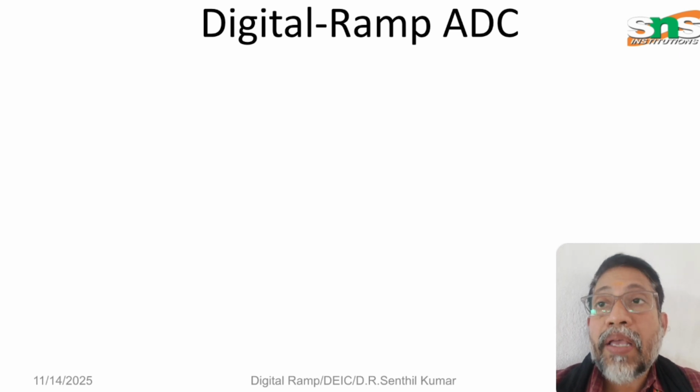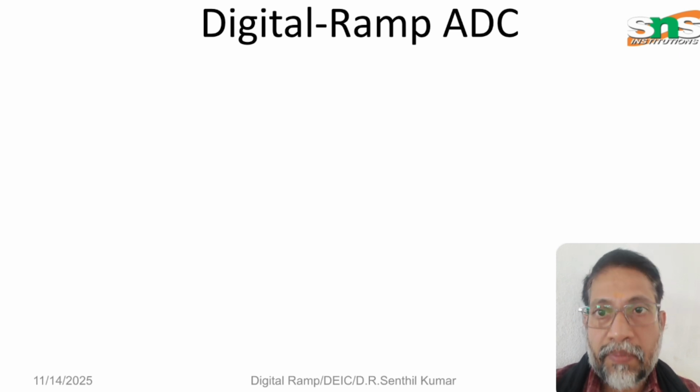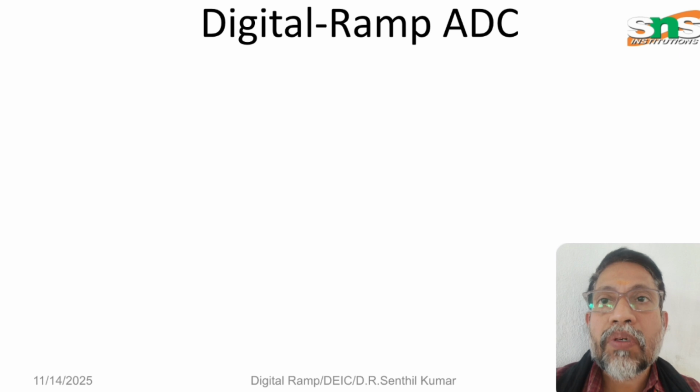For a basic digital ramp analog to digital converter, it needs a clock pulse generator. This clock pulse generator is given to a digital counter, and the digital counter is given to a comparator, where the analog signal is compared with this signal, and the output is matched.